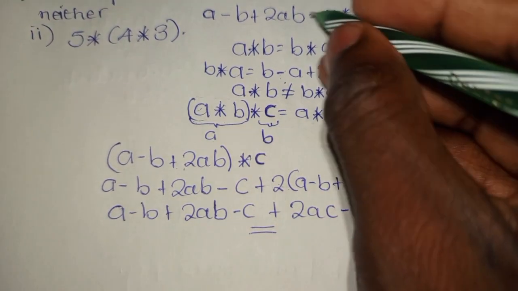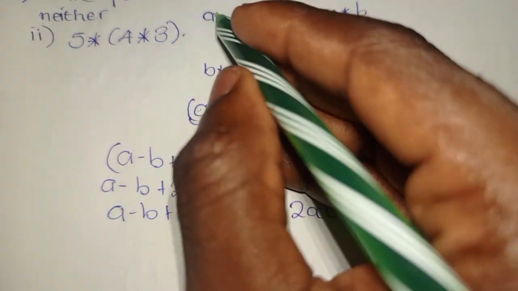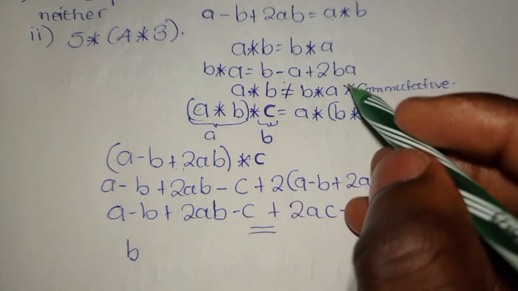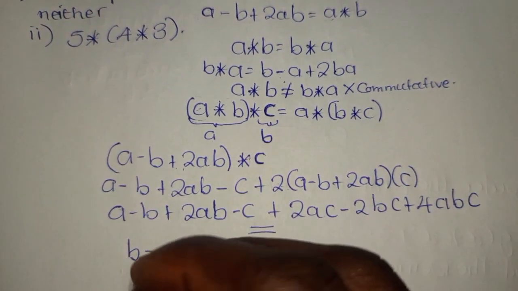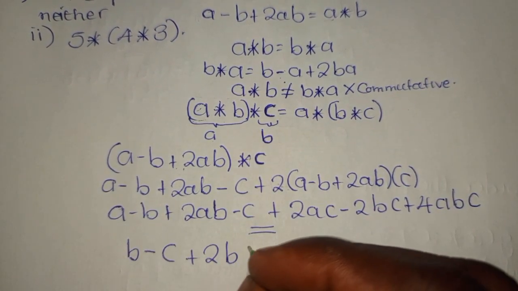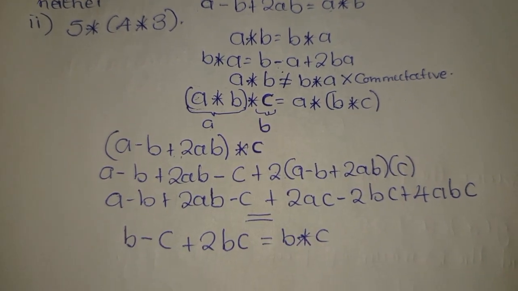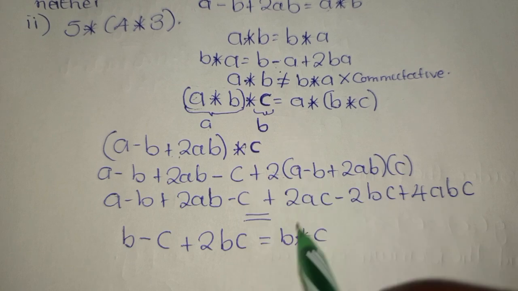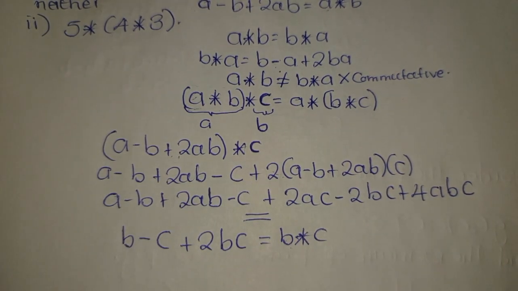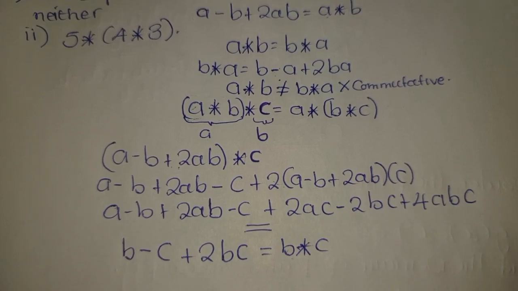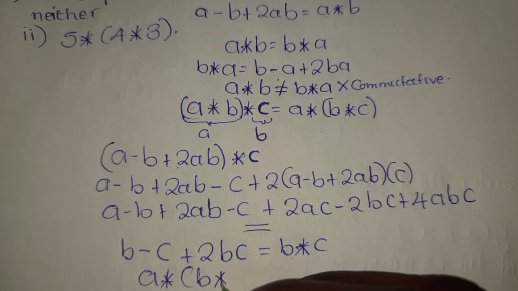So if on A we put B, this A will automatically change to B. And if we put C here, this B will automatically change to C plus 2BC. So this is what is B star C. Then they have told you that you should introduce A star to this combination here. So immediately you introduce star, you introduce A, and it will become A star B star C.